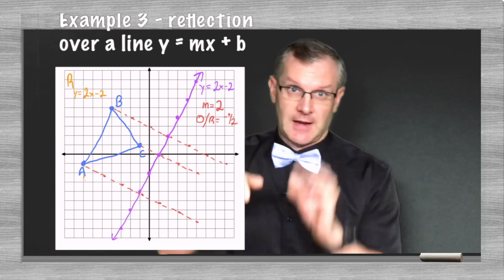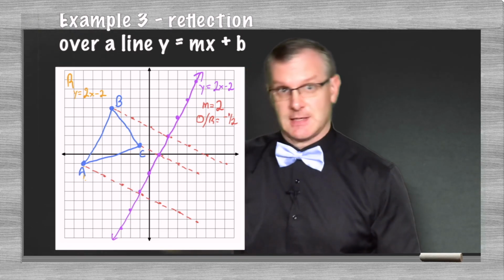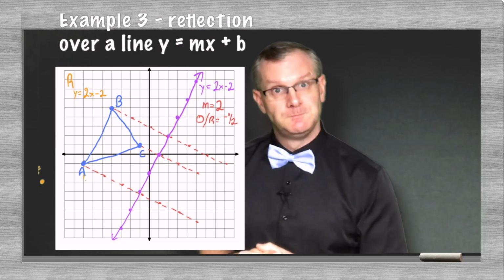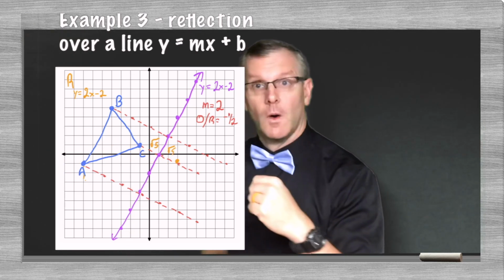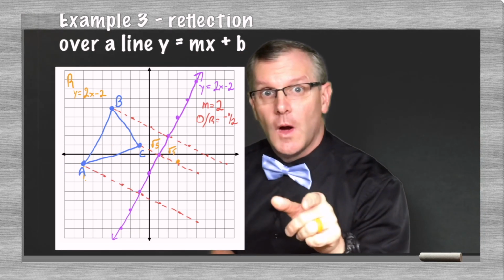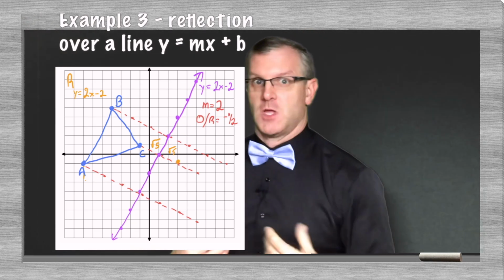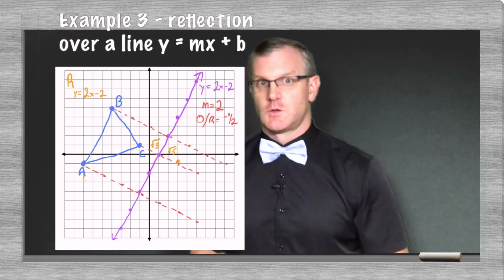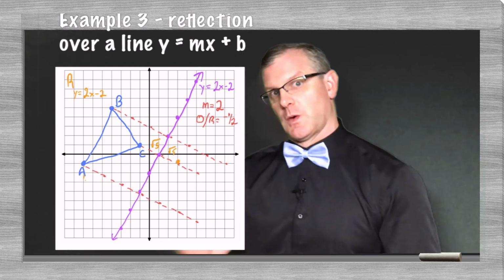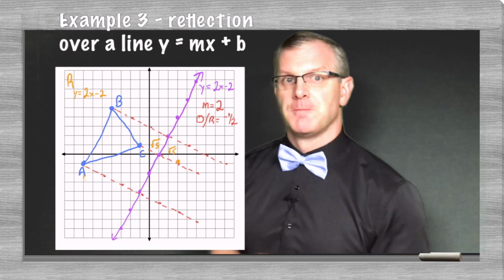I'm going to do a little Pythagorean theorem here. That's about the square root of 5. Or you can count down 1, over 2. That'll work too. Equidistant says that's the square root of 5 on the other side for C prime.